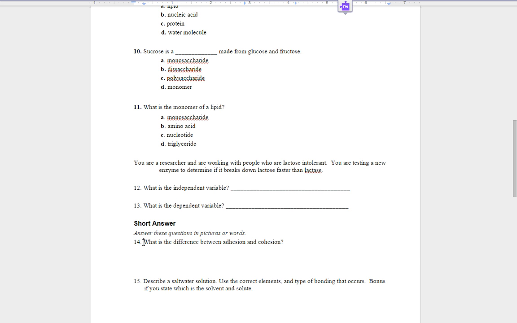All right, number 14. From 14 on, you can answer with a drawing, a labeled drawing, or sentences, whatever you want. All right, what is the difference between adhesion and cohesion? Number 15.